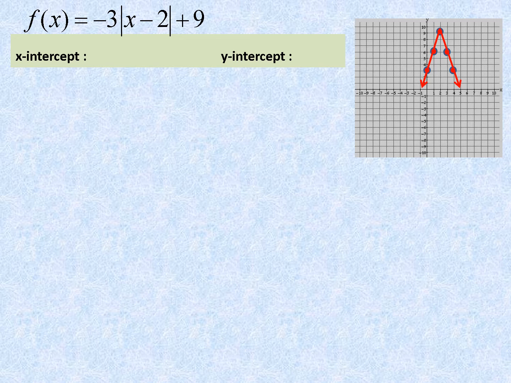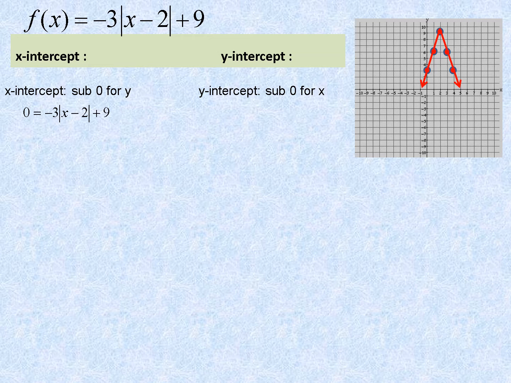So let's do x-intercept first. I'm going to replace f of x with 0. And then guys, this is just what we did back in 3.2. We're just going to solve this dude. So I'm going to subtract 9 from both sides. And that gets me negative 9 is equal to negative 3 times the absolute value of x minus 2. Well, we can't distribute over those absolute value bars because we don't want to be crispy critters. So we're going to divide by negative 3. That's going to give me positive 3 is equal to the absolute value of x minus 2.